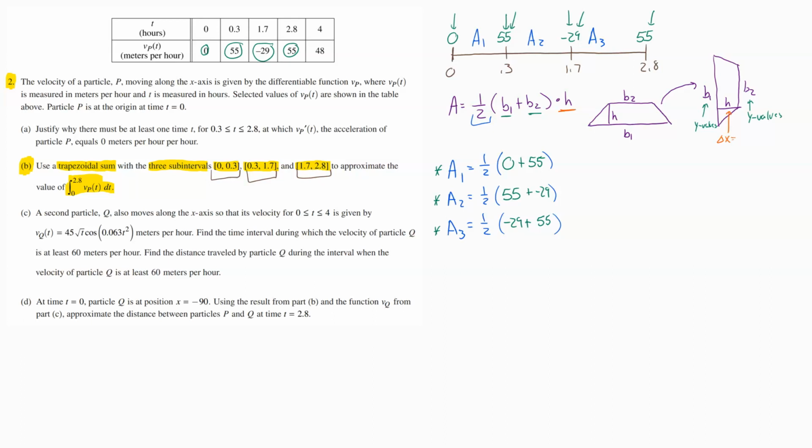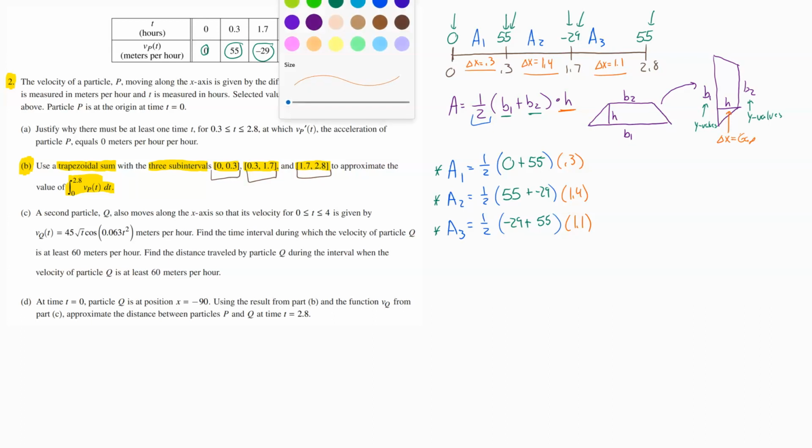Remember, the height is going to be that delta x, that gap at the bottom here. So for A1, my delta x is 0.3. Notice that these are not standard, so they're different sizes for each one of these gaps. So from 0.3 to 1.7, that's 1.4. And from 1.7 to 2.8, that's going to be a delta x that's equal to 1.1. And so those are my heights. So on A1, the height would have been 0.3. On A2, the height would have been 1.4. And on A3, the height would have been 1.1.